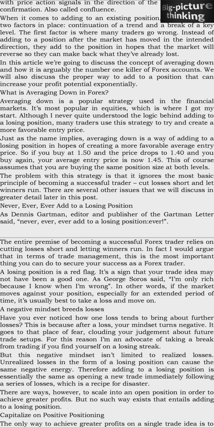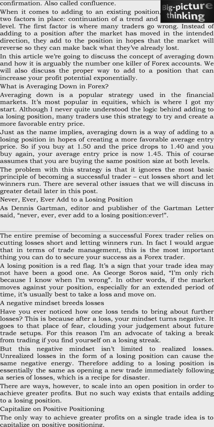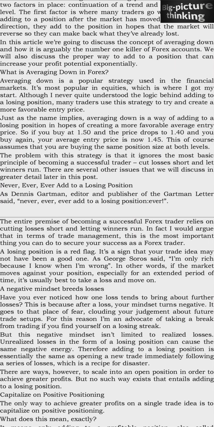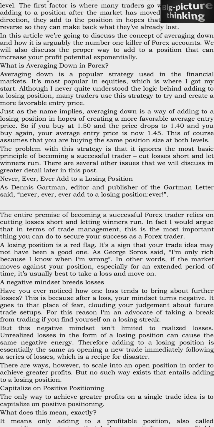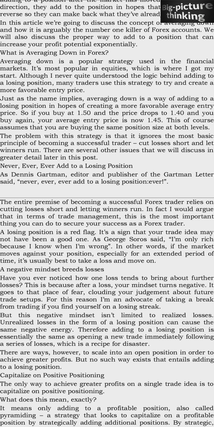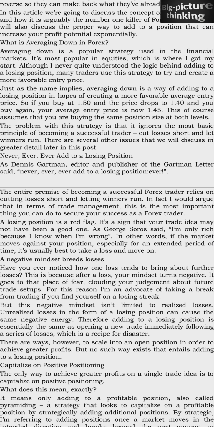Just as the name implies, averaging down is a way of adding to a losing position in hopes of creating a more favorable average entry price. So if you buy at 1.50 and the price drops to 1.40 and you buy again, your average entry price is now 1.45. This of course assumes that you are buying the same position size at both levels. The problem with this strategy is that it ignores the most basic principle of becoming a successful trader: cut losses short and let winners run. There are several other issues that we will discuss in greater detail later in this post.